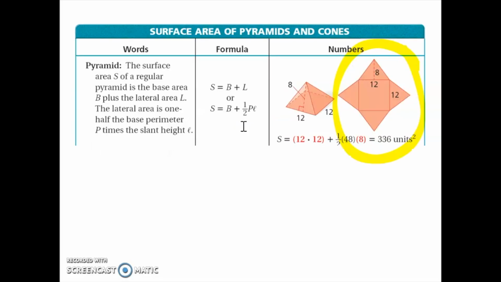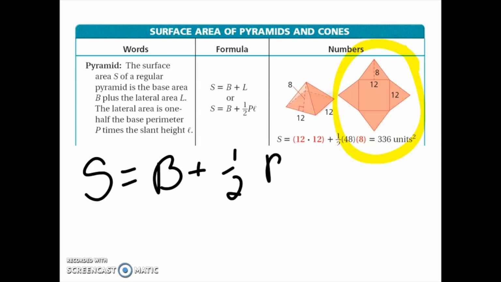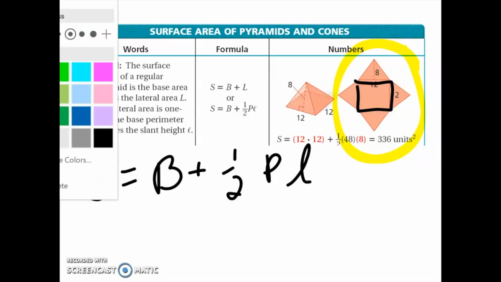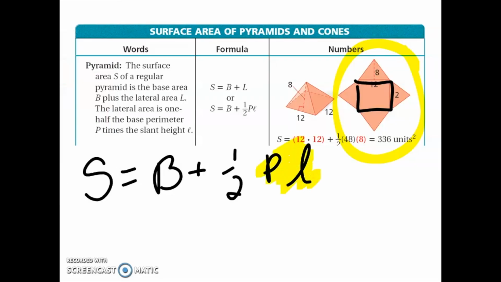So going back over here to our formula, we have surface area equals the base plus 1/2 perimeter times slant height. Perimeter we talked about, because we were going around the shape. Slant height is the height. Now, if we think about this, this is the formula for a rectangle. But this time our lateral area is not rectangular, it's triangular. That's where the 1/2 comes from, because those lateral surfaces are not rectangles, but triangles.